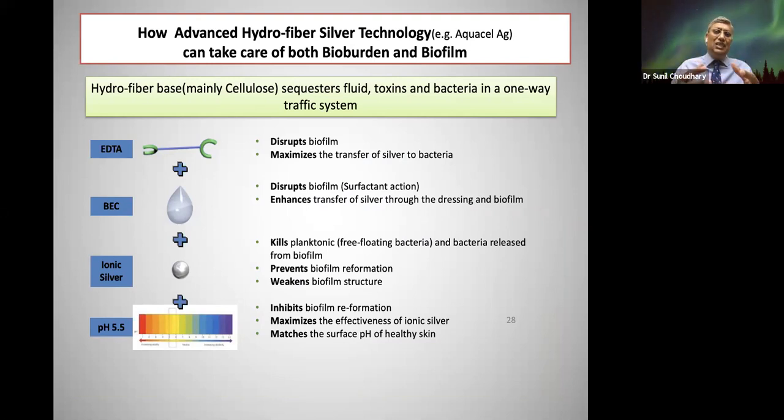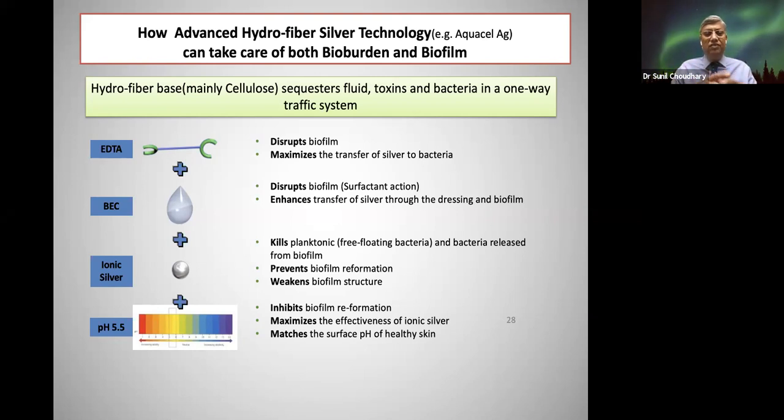So what exactly is this technology all about? Well, the hydrofiber comes from cellulose from plants. Not only does it sequester the fluid, it sequesters the toxins and bacteria in a one-way traffic system, which essentially means that it soaks up everything and locks it in place. And even if you compress this dressing, it does not ooze out in the reverse way.